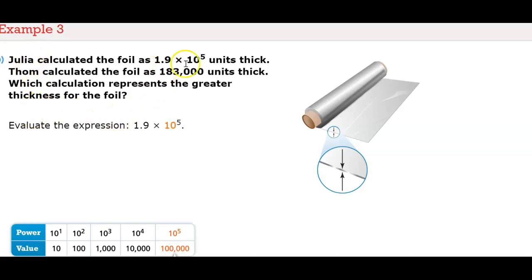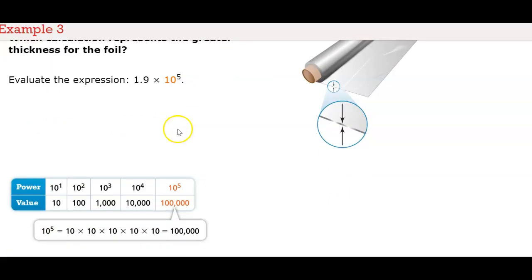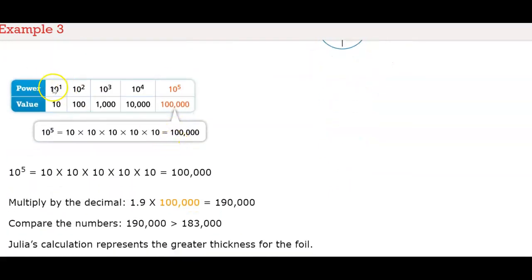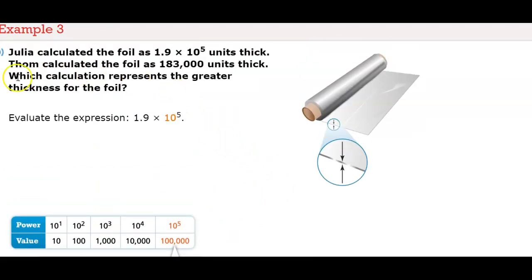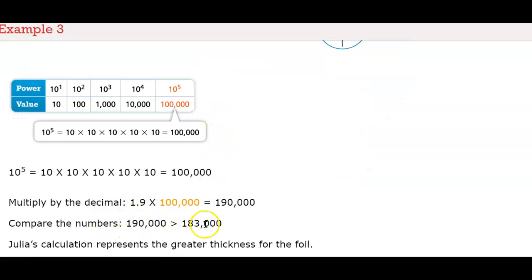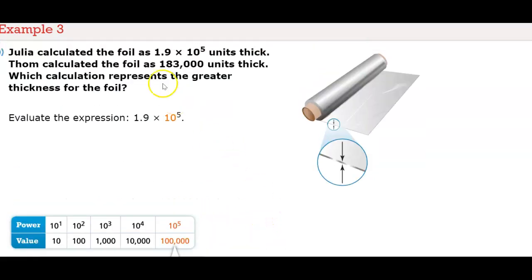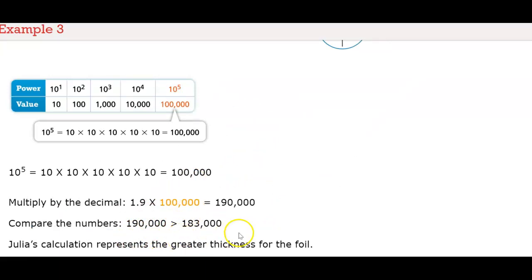So we evaluate 1 9/10 times 10 to the 5th power. They show us in this table the powers of 10 and their value. When we get to the power 5, they show us it equals 100,000. And then we multiply that times the 1 9/10 and we get 190,000. And then because it asks us which calculation represents the greater thickness, what Tom had or what Julia had, Julia had the 190,000 and Tom had the 183,000, and so Julia's is greater than Tom's calculation.